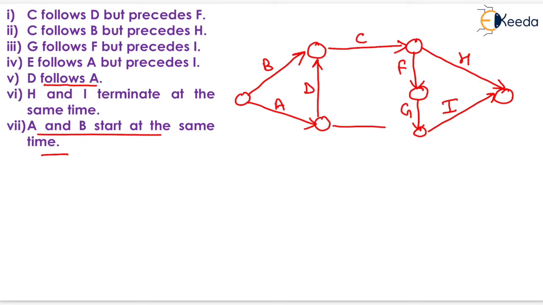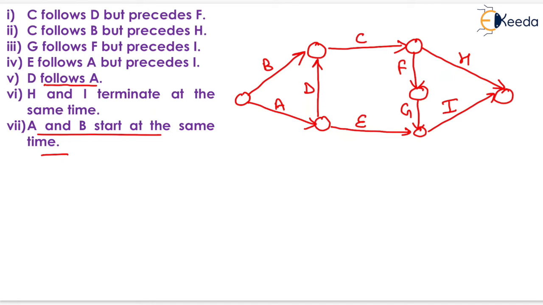It means that E have to be drawn here. That is, it must follow A but precedes I. Now that is the network diagram of this question as per the relationship.